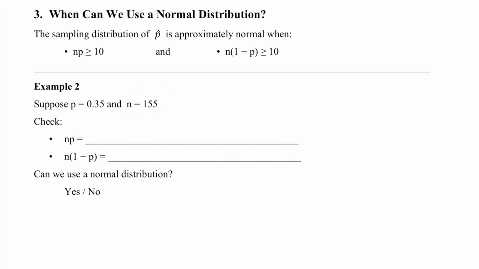Let's calculate n times p. 155 times 0.35, which is 54.25. Since 54.25 is greater than 10, the first condition is satisfied.